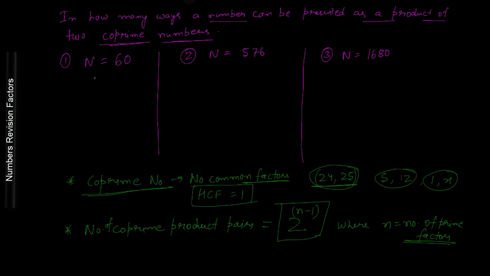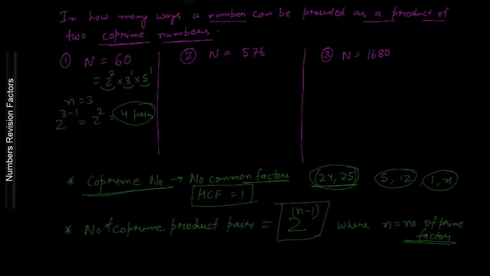So n is equal to 60. Let's do this one by one. 60 means what? 2 square into 3 to the power 1 into 5 to the power 1. So the powers 2, 1, 1 do not matter. There are 3 prime factors, that's what matters. So n is equal to 3, right? That means the number of co-prime pairs will be 2 to the power 3 minus 1. So 2 square, that is 4 pairs.